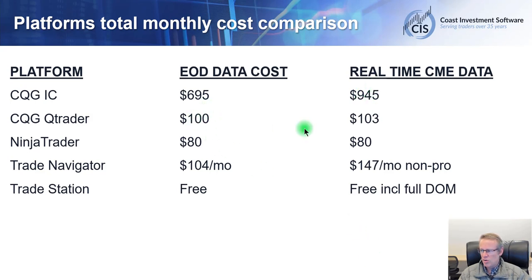So you can see QTrader is quite cheap, but it comes with the limitation of one screen. NinjaTrader is quite cheap. That's the free version, which I've showed you the limitations of. Trade Navigator, there's the comparison. That's your end of day and real time plus the DiNapoli tools. And then, as I said, TradeStation, you've got a once-off purchase for DiNapoli tools, but the rest is free if you have an account with them.